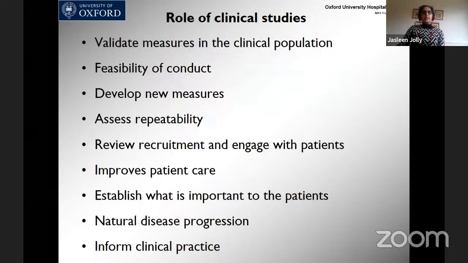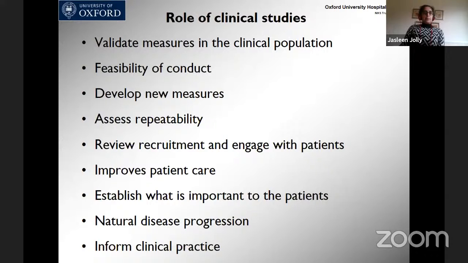So clinical studies are really important to validate measures in a clinical population. So a test might have been developed, but it might be for a different disease group or only have been tested in healthy participants. If you want to check how well it works in your specific disease group, then a clinical study is going to answer that.